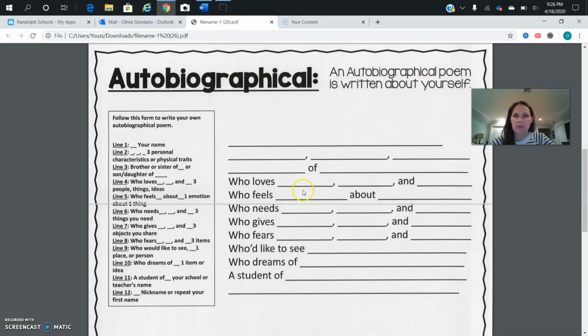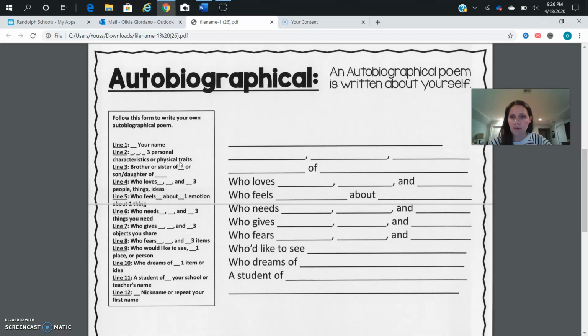So here is a planner and what it would look like. If you look over here, it says follow this form to write your own autobiographical poem. On the first line, you're going to write your name. The second line, you're going to write 3 personal characteristics or physical traits. You're going to talk about maybe something on the outside that you look like, or maybe how you would describe yourself.